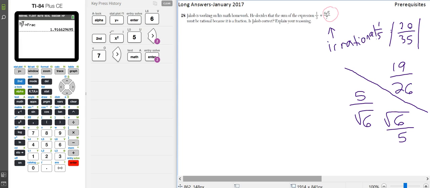And whenever we're adding a rational number, because we have the rational number 1 over 3, whenever we're adding a rational number and an irrational number, we're always going to get an irrational number. Therefore, Jacob is incorrect. 1 over 3 plus 6 square root of 5 over 7 is not a rational number, because you could not write that 6 square root of 5 over 7 as a fraction without the square root symbol. Therefore, it is not rational.